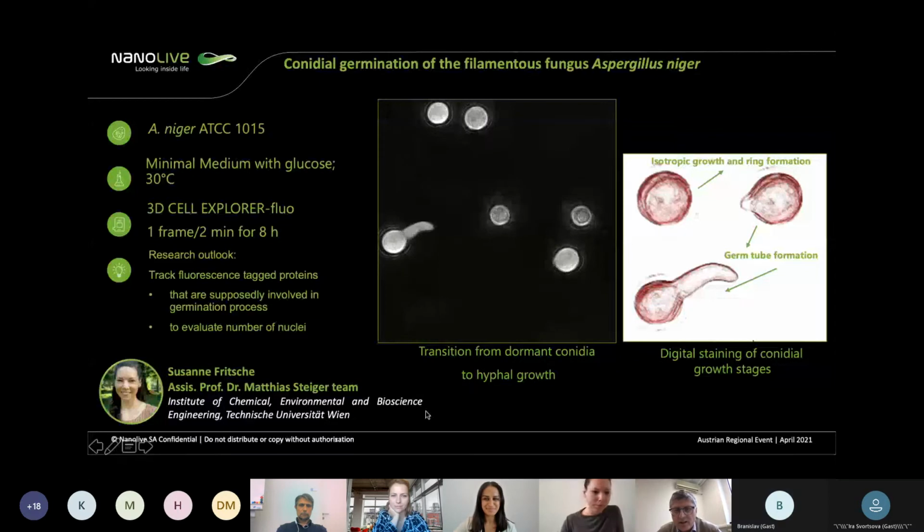Actually, how large are the conidia here? 2 micrometers. Okay, right. Thanks. It starts, and then they swell up to double of the size.